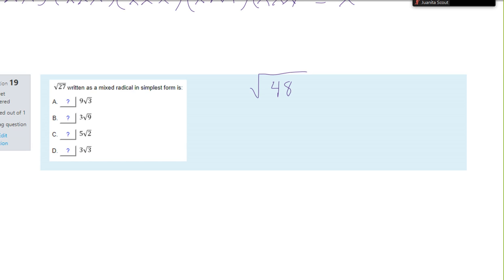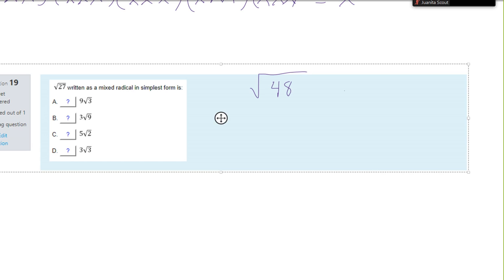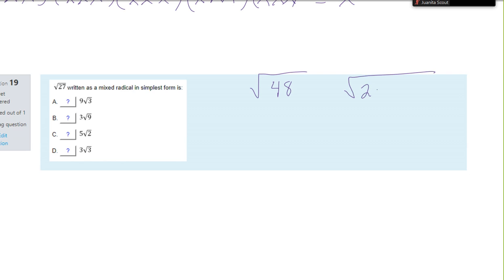prime factors. We break up the 48 into a multiplication of numbers that can't get divided any smaller, so 2s and 3s and 5s and stuff like that. 48 is equal to 2 times 24, and 24 is 2 times 12, and 12 is 2 times 6, and 6 is 2 times 3. Right, 2 times 2 is 4, 8, 16, 16 times 3 is 48. So these are equal to each other.